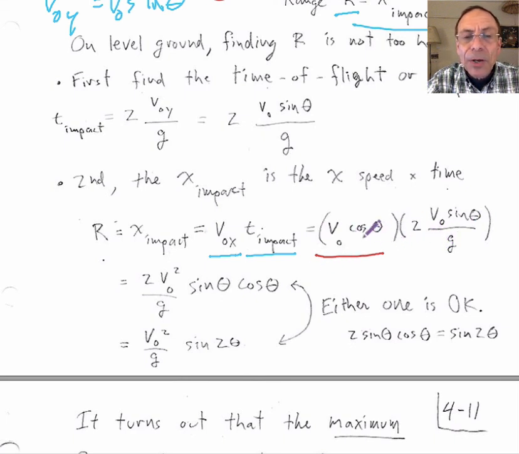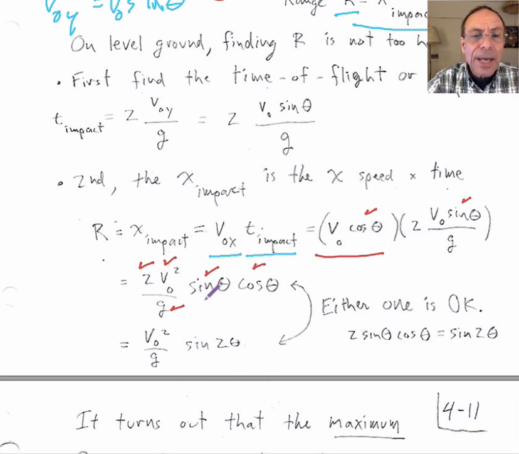Okay, now you multiply these things together. Notice we have v0 and v0. So that's where the v0 squared is coming from, right? Then you have the 2. Okay, so that's where the 2 is coming from. You have a g here. Okay, that's where the g is coming from. You have a sine here. Okay, that's where that's going there. And you have a cosine, and so that's where that's going.